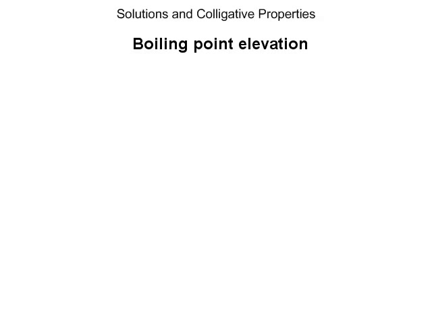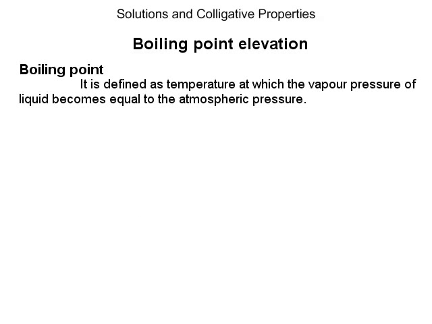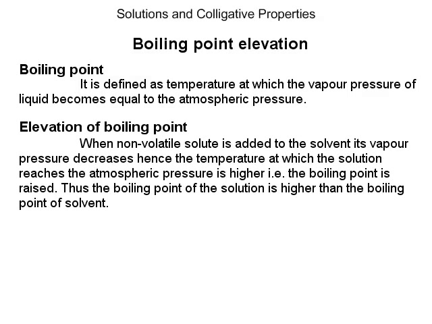Boiling point elevation. Boiling point is defined as the temperature at which the vapor pressure of a liquid becomes equal to the atmospheric pressure. Elevation of boiling point. When a non-volatile solute is added to the solvent, its vapor pressure decreases. Hence, the temperature at which the solution reaches the atmospheric pressure is higher, that is, the boiling point is raised. Thus, the boiling point of the solution is higher than the boiling point of the solvent.